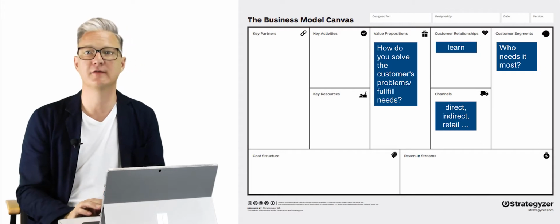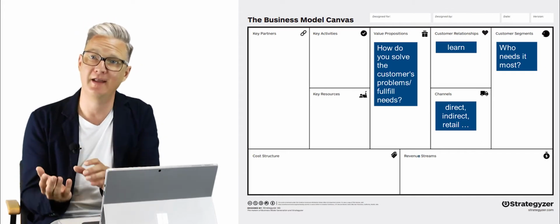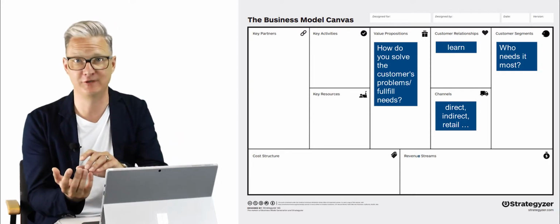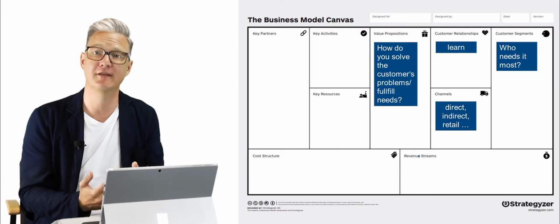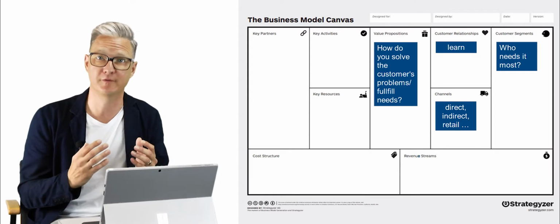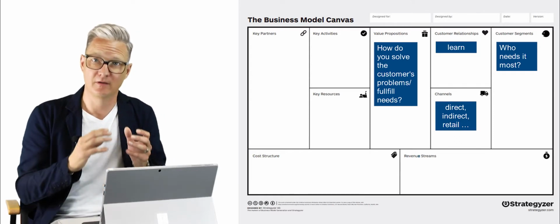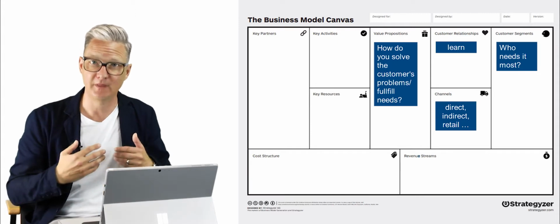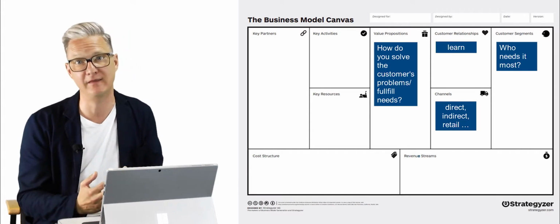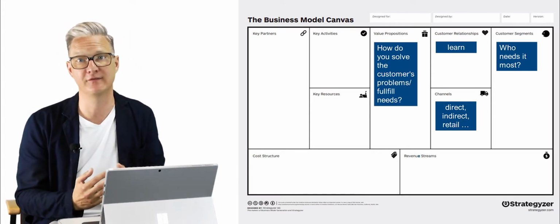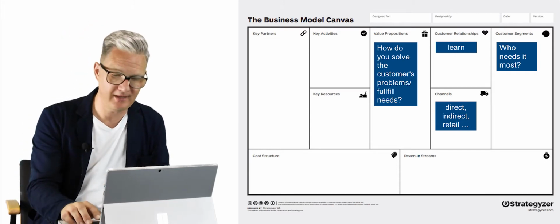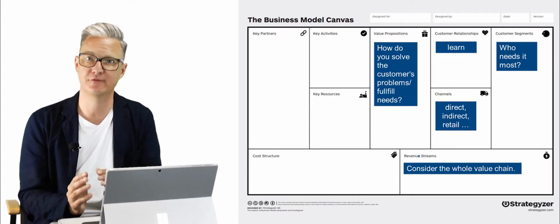Once you have defined your customer, learn to understand your customer. Defining the customer is one thing, but to understand what he really needs is another thing. Get in contact as soon as possible, talk to your customer, and try to understand as much as possible from your customer. And once you know your customer, you can define the channels, how you can reach them, because you know where they are, where they buy things, where they look for things that are like your service. When you've done that, you can define the revenue streams.